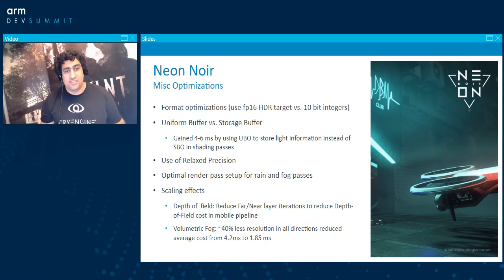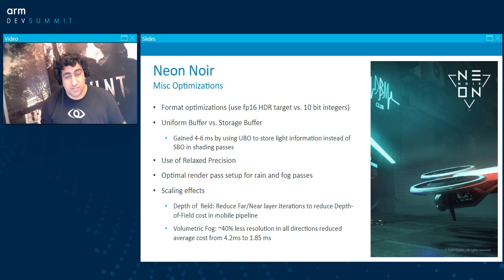Here in this slide, some of the important optimizations we used in the demo are mentioned. Since using a smaller HDR target format causes less bandwidth usage, we switched from a 16-bit floating point per channel to 10-bit integer per channel. That reduces the required bandwidth for HDR target to half.